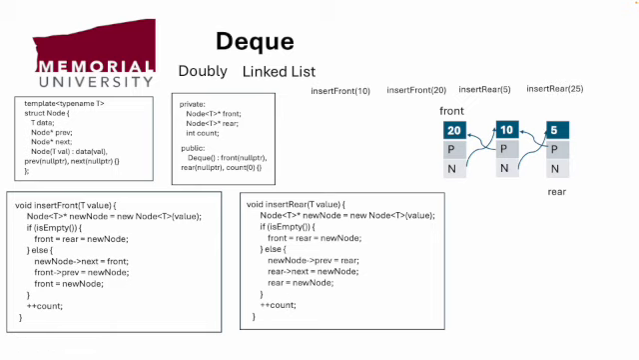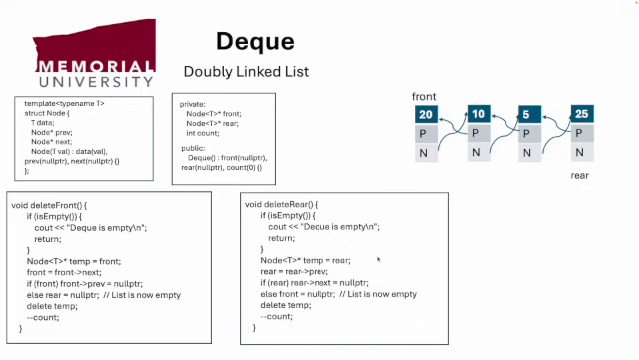Doing one more, insert rear 25. On this new node, prev points to the rear, okay? And then rear's next points to the new node. Change the position of rear to the new node. Size increased. Okay? Any questions so far for this one? Easy, right? Okay, good.